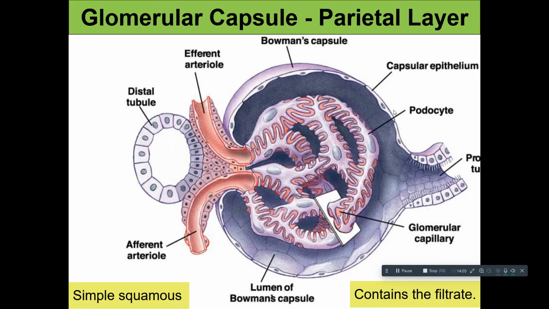Now, the outer layer is the parietal layer. It is made of simple squamous epithelium. It is going to help create the lumen for that glomerular capsule, and the filtrate is going to be contained by this parietal glomerular capsule, this simple squamous epithelium right here.